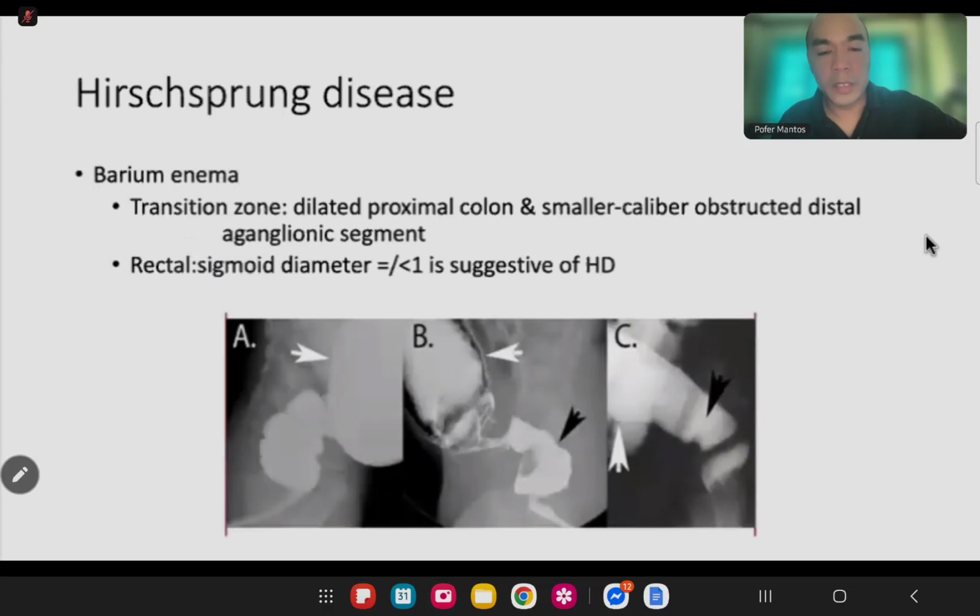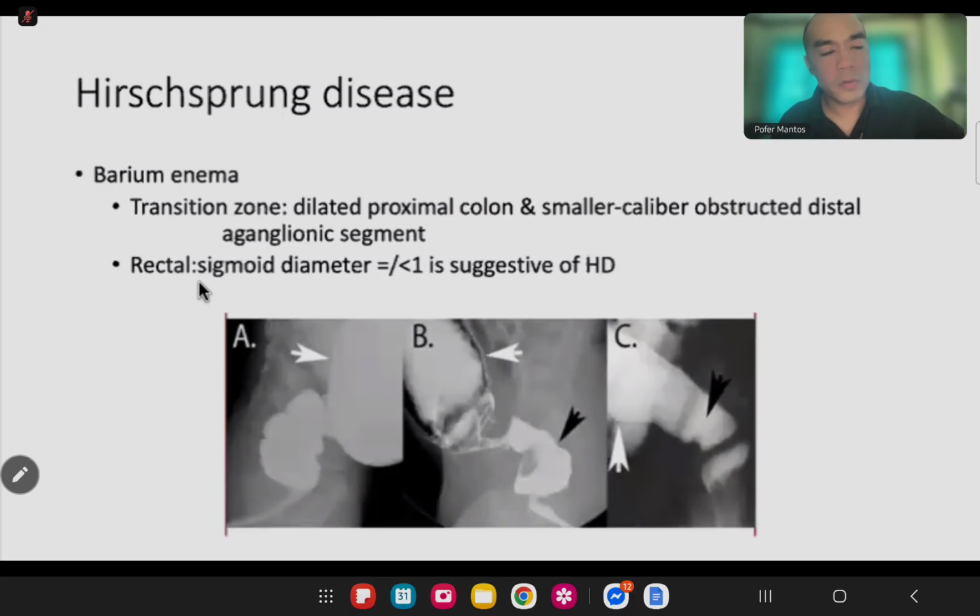Okay, so what we do initially for patients whom we suspect Hirschsprung disease, we initially do barium enema and try to see if there is the presence of transition zone. So as you can see in these pictures below, you would see a dilated proximal colon and a small caliber obstructed or aganglionic segment. And this one is the transition zone. There's sudden dilatation.